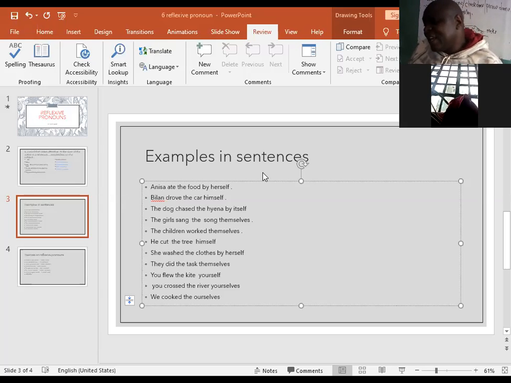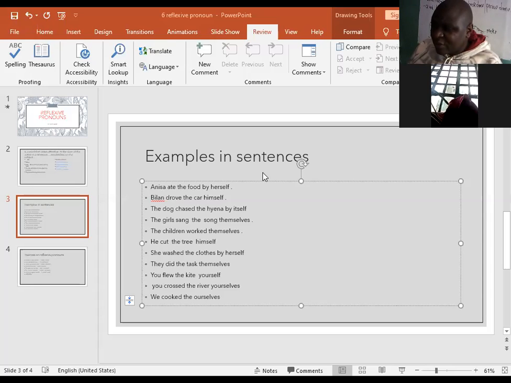But in this case, he cut the tree himself is a clear indication that the sentence is referring to past tense. The sentence is referring to past tense, something which happened in the past and it is now done and dusted. Next is she washed the clothes by herself.